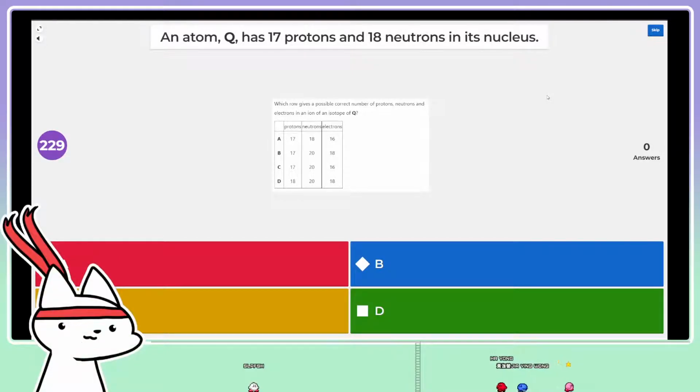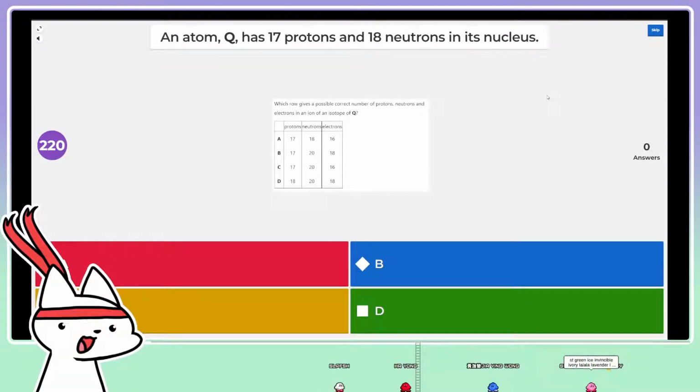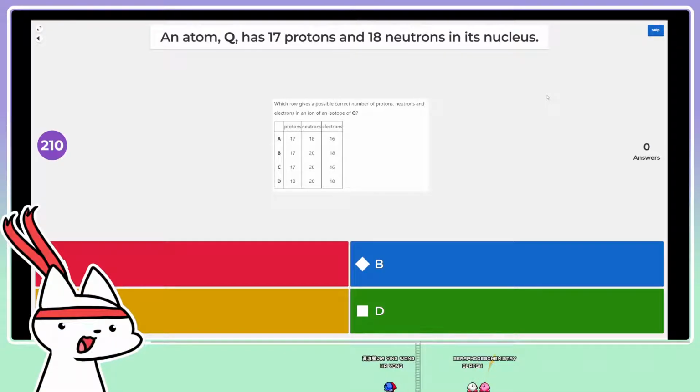An atom Q has 17 protons and 18 neutrons in its nucleus. So the mass number... So you want an ion of an isotope. So you want something that is an ion and an isotope at the same time, compared to Q. Be careful, they want both scenarios. An isotope and also an ion compared to Q.